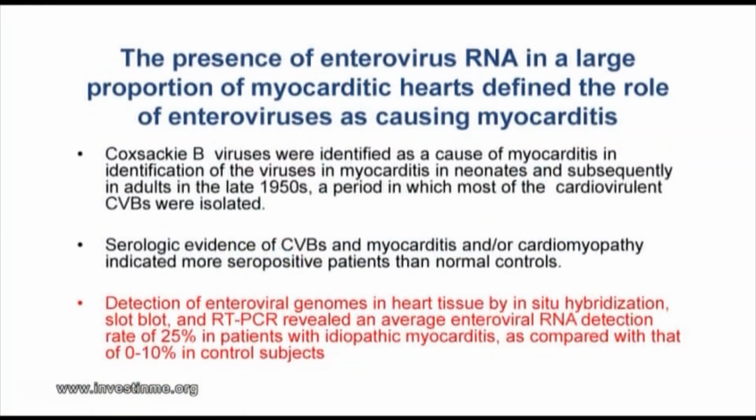Then we very fortunately had the development of molecular techniques that identified the viral genome being present in tissue much more sensitively. And when we did that, we found that about 25% of the patients with this disease actually had enteroviral genomes present in the heart tissue, as compared to a much lower level in the control population.